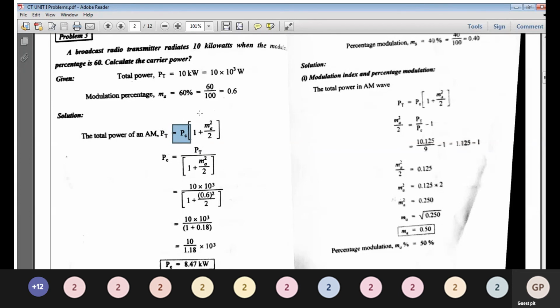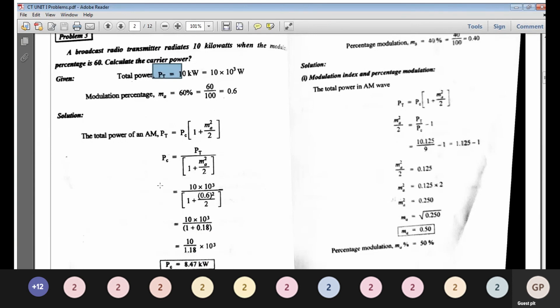Just move this multiplication term as a division term to the left side. So the carrier power is equal to the total power PT divided by 1 plus MA square by 2. Substitute the values: 10 kilowatts divided by 1 plus 0.6 square by 2. After substituting, this is equal to 8.47 kilowatts. All of you see the answer.